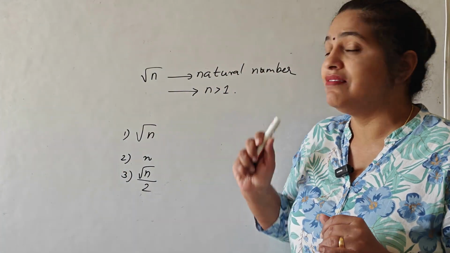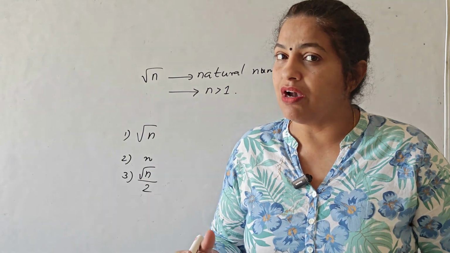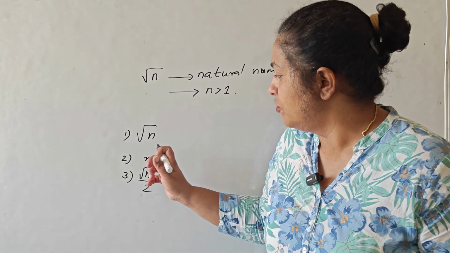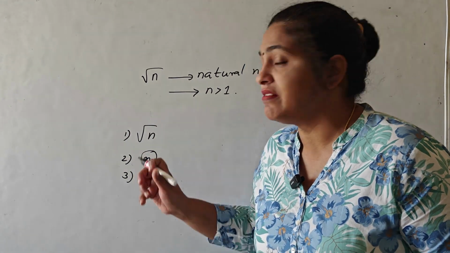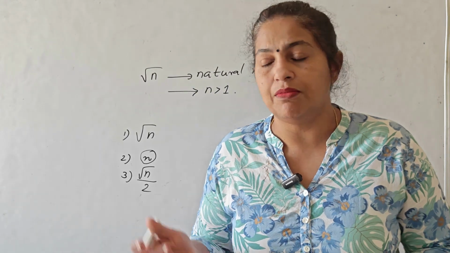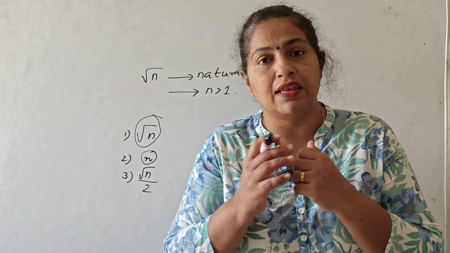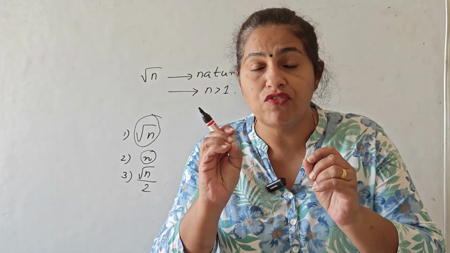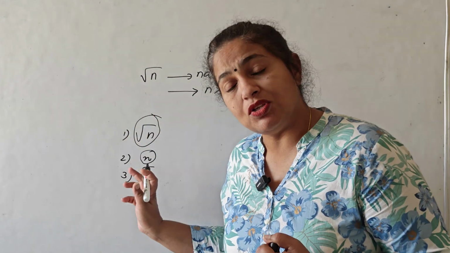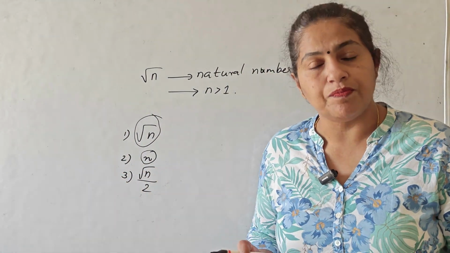Now, root of n is a natural number. Okay, so n also has to be a natural number. So n is a natural number which is greater than 1. Fine. So I definitely can express n as the product of primes because n is definitely a natural number. Now, root of n is given to be a natural number, so I can express root of n also as the product of prime numbers. Okay. Now, both of these can be expressed as a product of primes. What about root of n by 2?